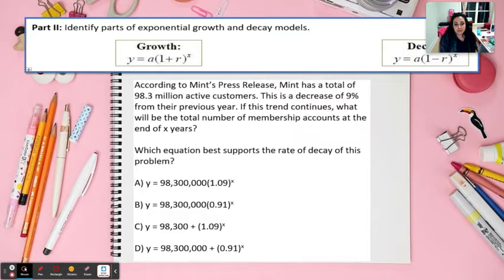Try this one on your own. It says, according to Mint's press release, Mint has a total of 98.3 million active customers. This is a decrease of 9% from the previous year. If this trend continues, what will be the total number of membership accounts at the end of X years? Which equation best supports the rate of decay for this problem?